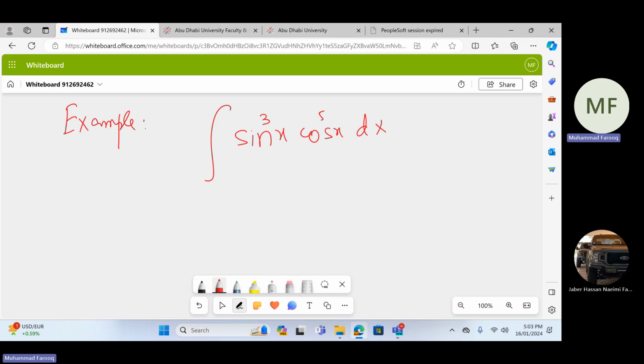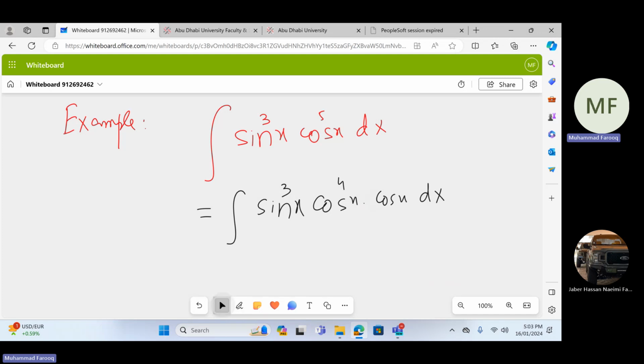So here, as we already decided, in the odd case you have to break only one of the functions, and we prefer the high odd power. How do I write 5 as n plus 1? Cosine 4x times cosine x dx. And you know very well, in the odd case, when you break the odd power, next you have to use what? Identity. Here I have power 4, so I have to use the identity for power 2.